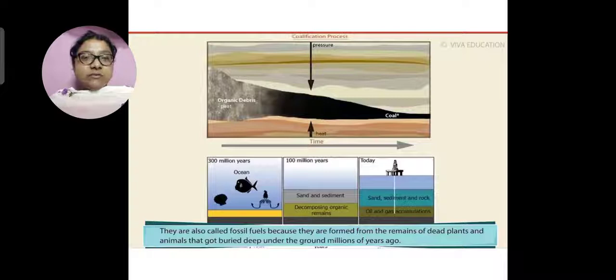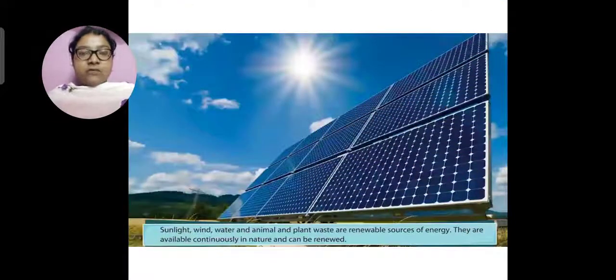Why are they called fossil fuels? They are formed when remains are buried deep inside the earth's surface, and the time period of formation takes many years. That's why we need to conserve them, because we don't know when they will get renewed, or when we can get these resources of energy like coal and petroleum again. For that reason they are also called the non-renewable sources of energy.